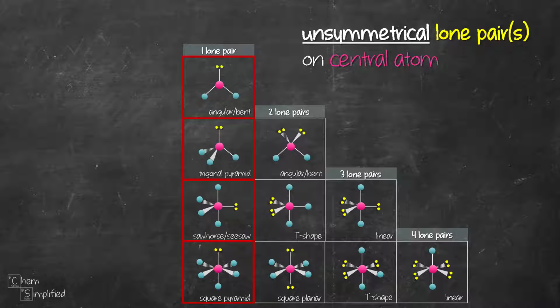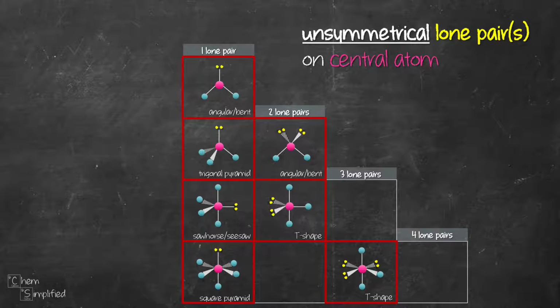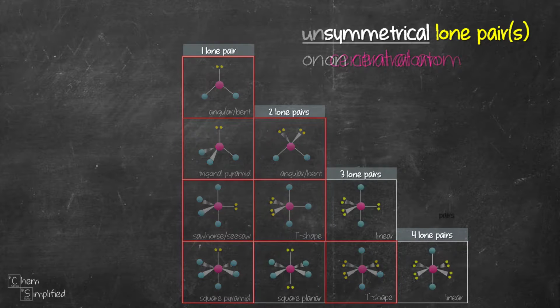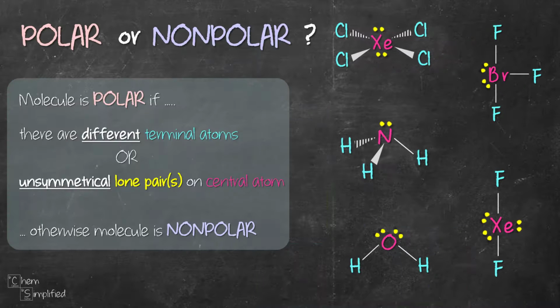For geometries with 2 lone pairs, angular and T-shape have unsymmetrical lone pairs. As for the 3 lone pairs, the electron distribution in T-shape is not symmetrical. All these geometries highlighted in red contain unsymmetrical lone pairs on the central atom. That means the lone pairs in square planar and linear geometry are distributed equally, opposite and away from each other, and that makes it a symmetrical distribution of the lone pairs.